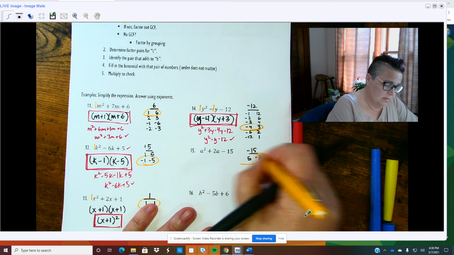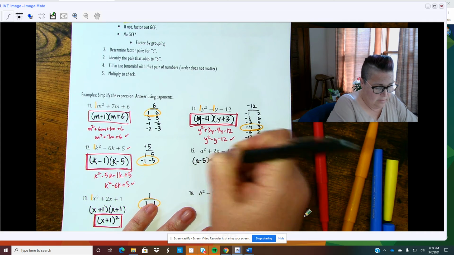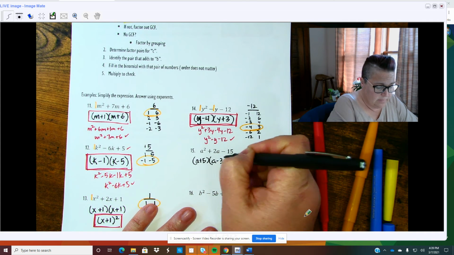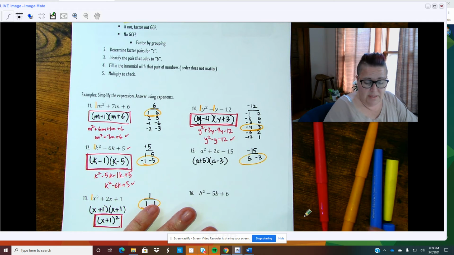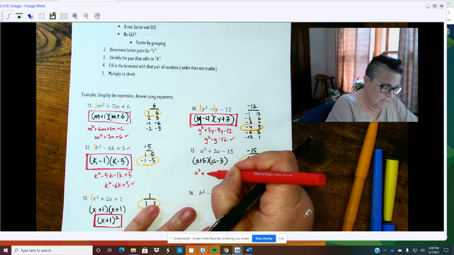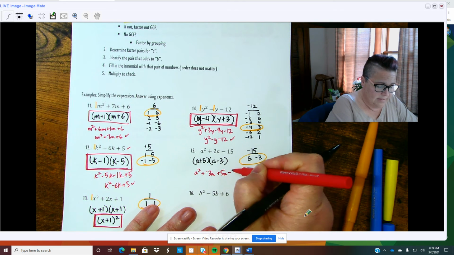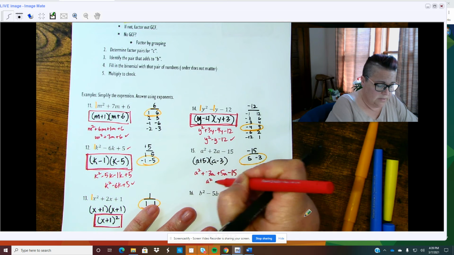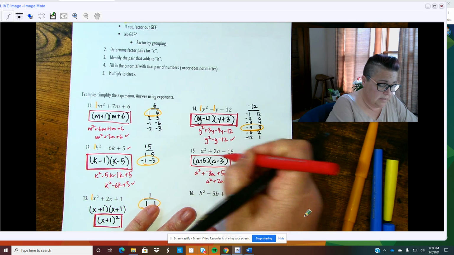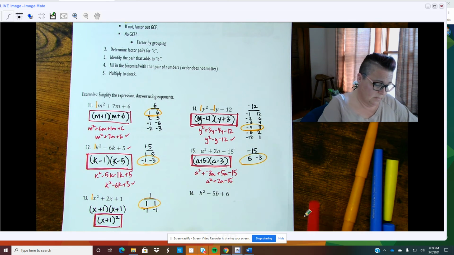This tells me that I have an a plus 5 and an a minus 3. If I'm not sure that those factors are correct, I can do first a squared, outside minus 3a, inside 5a, last minus 15, or a squared plus 2a minus 15. And yes, these would be the two factor pairs that will multiply to give me that trinomial.